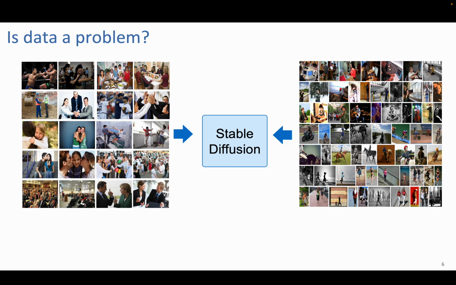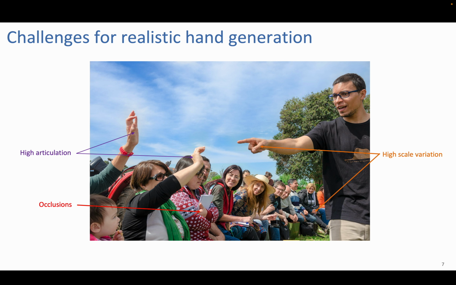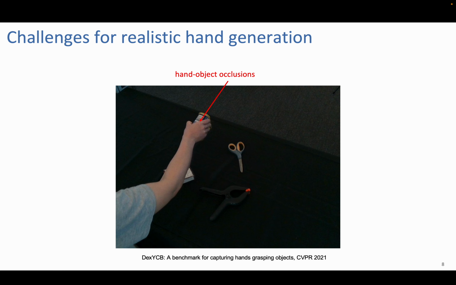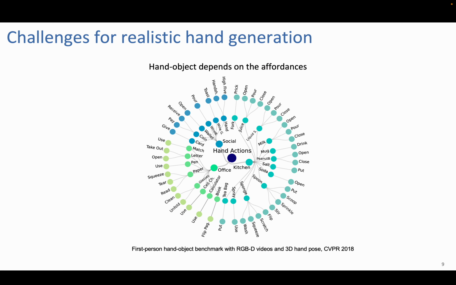These models are trained with huge amounts of data, several millions. Therefore, clearly, training data is not an issue. Generating hands is challenging since they are highly articulate and have high-scale variations. Hands are almost always occluded when interacting with objects. Furthermore, even for the same object, there can be multiple affordances and hand-object interactions further change.